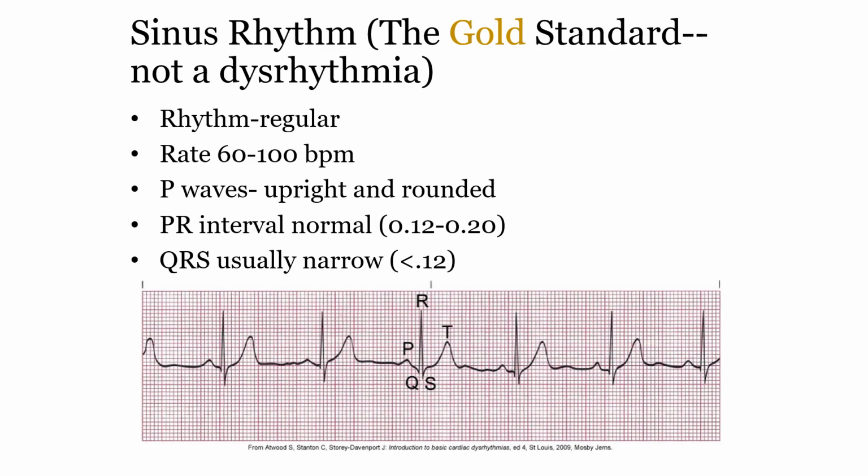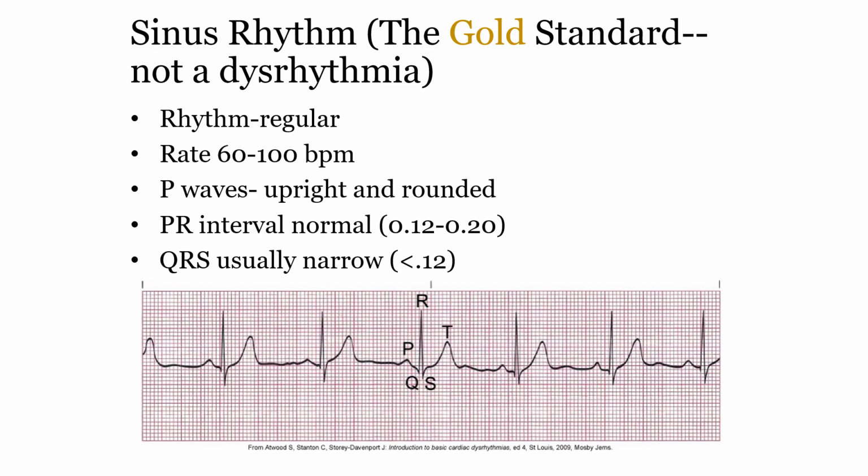So let's go back and review our gold standard, the sinus rhythm. We look at our 5 criteria. A sinus rhythm has a regular rhythm. So if we look and measure from R to R, then our complexes will be equal distance apart. The rate is 60 to 100 beats per minute. There's one upright rounded P wave for every QRS.